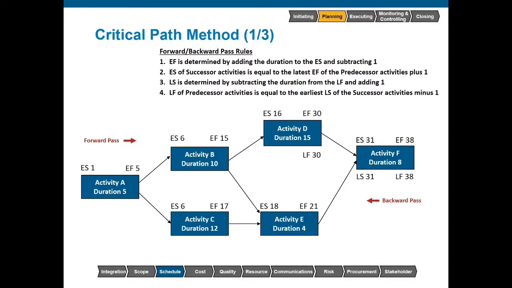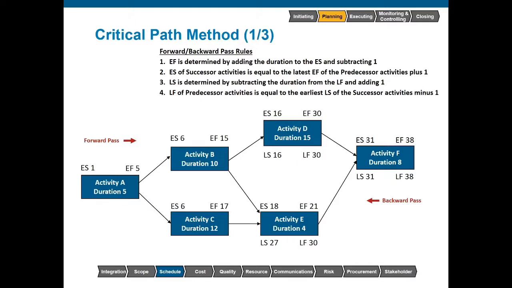So for activity D, we see our late finish is 30, and activity E, late finish, is also 30. Again, using that same basic formula of late finish minus duration plus 1. So for activity D, we have 30 minus 15 plus 1 gives us a late start of 16. For activity E, we have our late finish of 30 minus 4 plus 1 gives us a late start of 27.